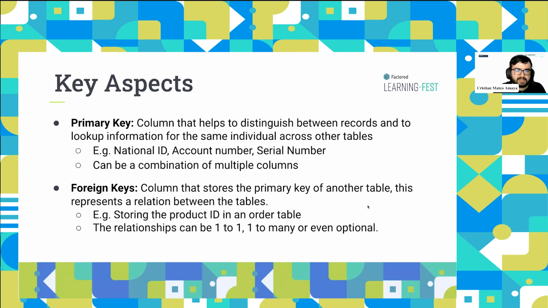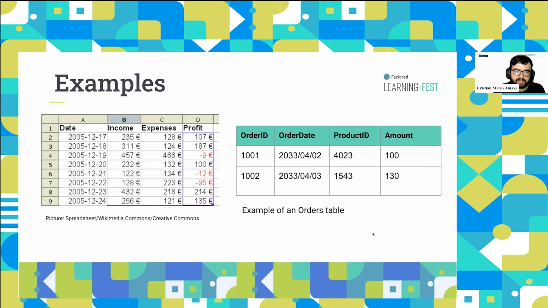Then we have the foreign keys, which are references to other tables that you store in your current table. So for example, in the previous table, we have an order ID, but we also have the product ID. This helps us relate to the product table. So this order has this product, and if we search for this product with this ID in the product table, we will find all the information that we want about the product.